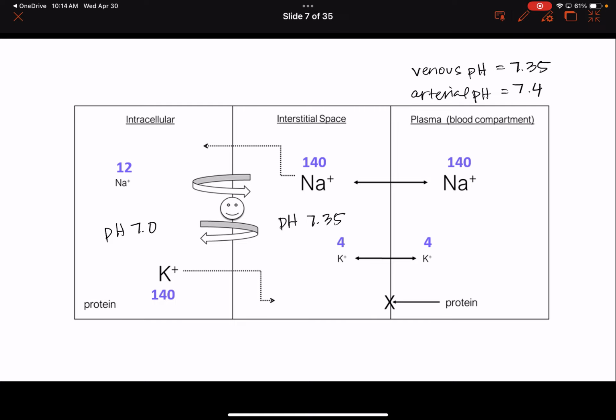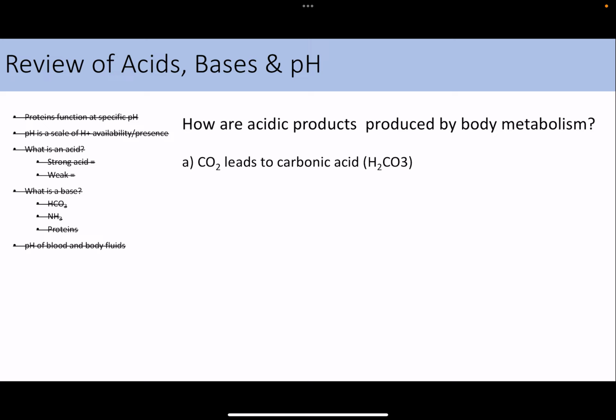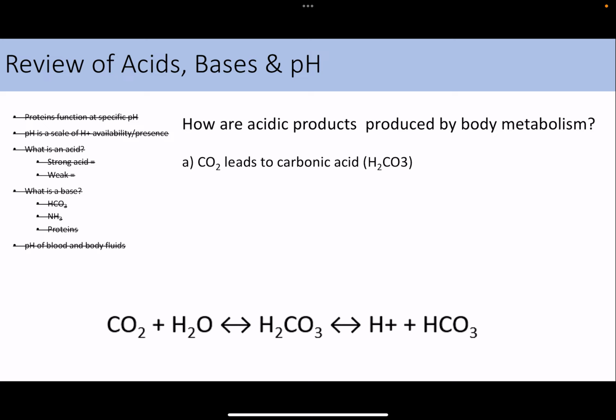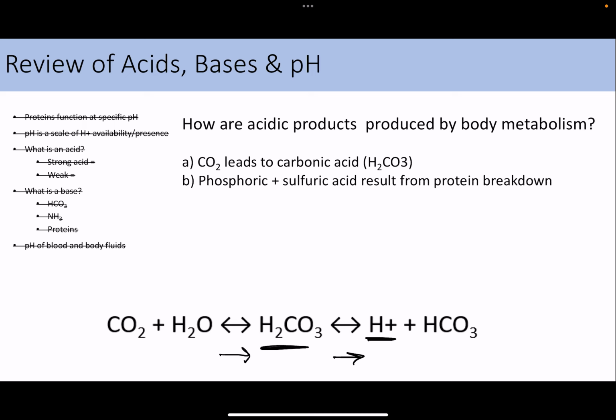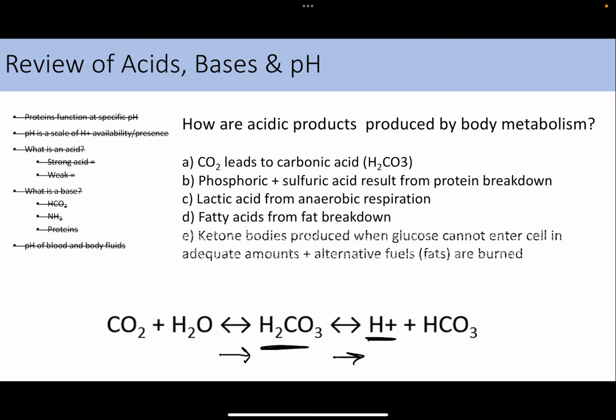All right, so how are acidic products produced in the body? CO2 leads to carbonic acid, like we see with our carbonic acid buffer equation. More CO2 on this side is going to shift the equation to the right, which is going to make more carbonic acid, which is going to eventually make more hydrogen ions. Phosphoric and sulfuric acid are a result of protein breakdown. Lactic acid from anaerobic respiration. How many ATP do we get from anaerobic respiration? 2. Just 2. And where does anaerobic respiration take place? Cytoplasm. We get fatty acids from fat breakdown as well. And then ketone bodies are produced when glucose cannot enter the cell in adequate amounts and alternate fuels like fats are burned instead.